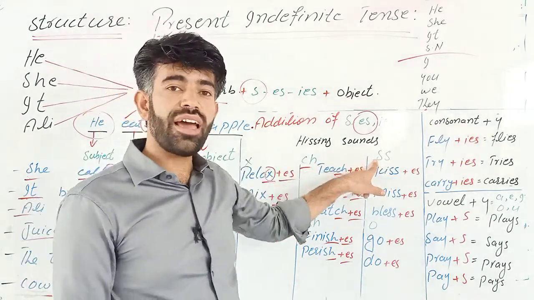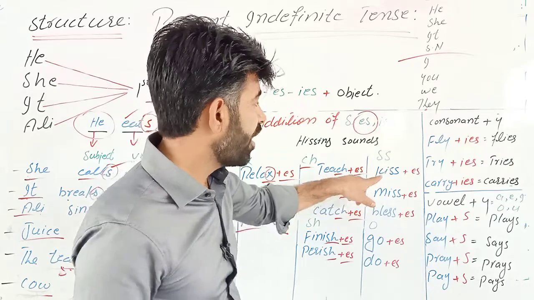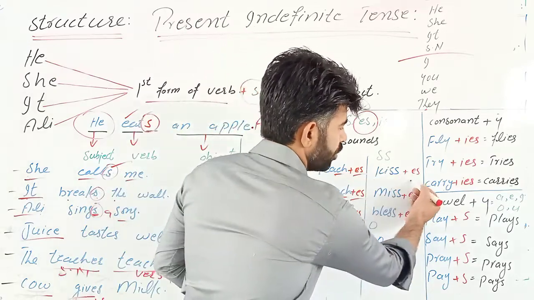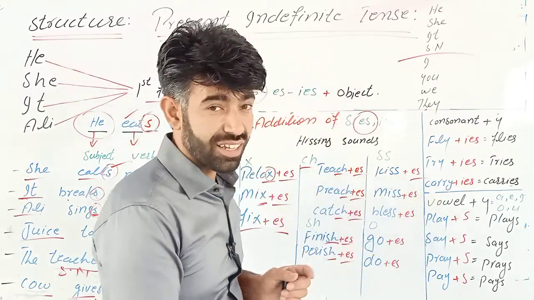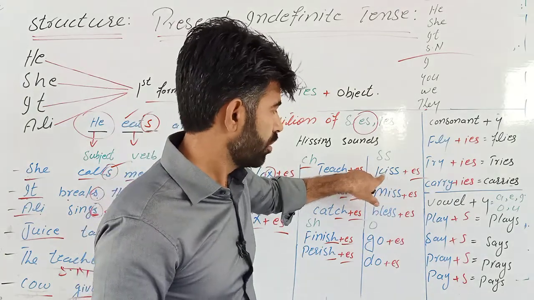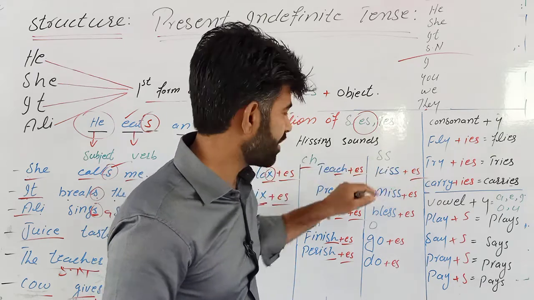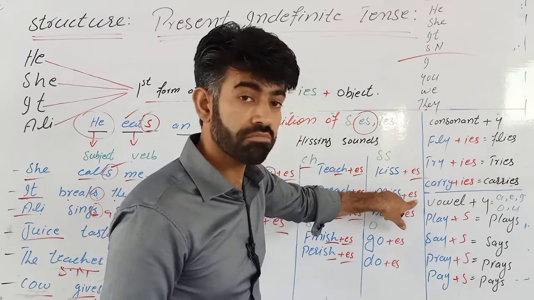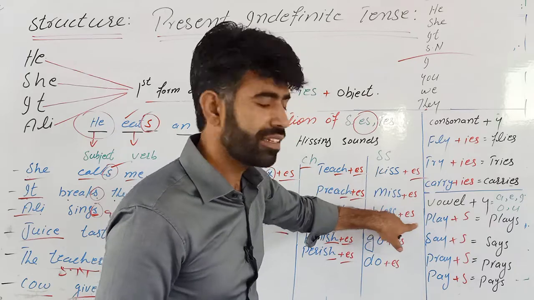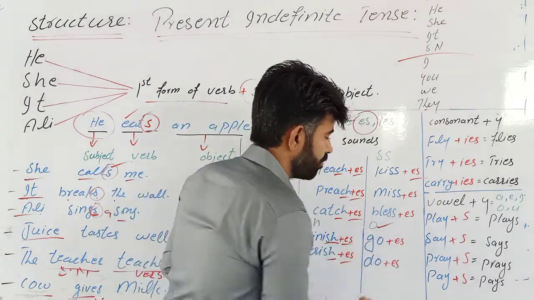Sometimes you may have double S at the end of the verb. If you have that, what do you have to do? You have to add ES once again. So look at this case. If you use this as a verb in the sentence, add ES at the end, like miss, misses, and bless, blesses. I hope you understand this. And here comes O.